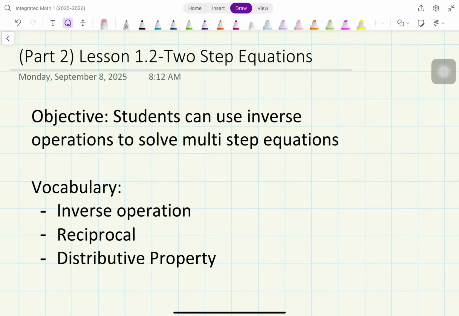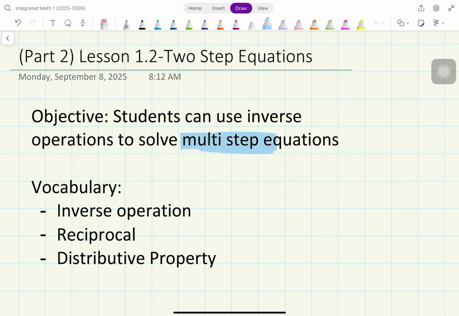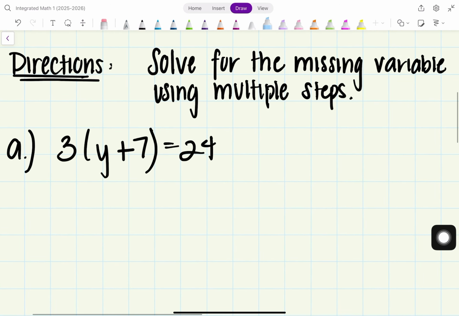All right, you guys, we're starting off with lesson 1.2. It's two-step equations, part 2, or maybe multi-step equations. Students can use inverse operations to solve multi-step equations. There it is, multi-step equations here. And we are working using inverse operations, reciprocal and distributive property. So let's go ahead and start off with the directions.